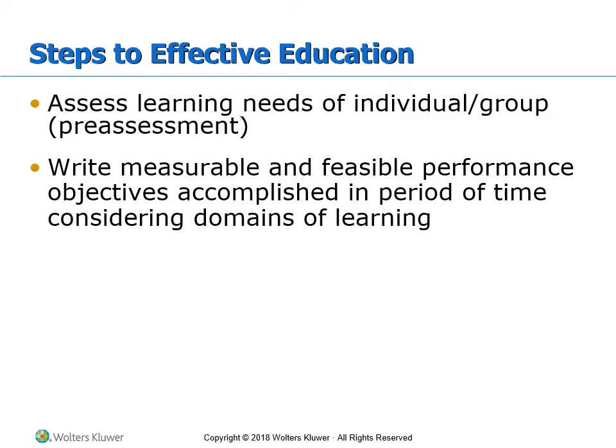Now again, the steps to effective education: we need to assess the learning needs of the individual or the group, which is known as pre-assessment. And then we need to write measurable and feasible performance objectives that can be accomplished in the period of time, considering the domains of learning. That's just a fancy way of saying we need to write out what we plan to learn, given the time constraints and the domains, or what we're having them learn, right? Some things can be learned faster than others.